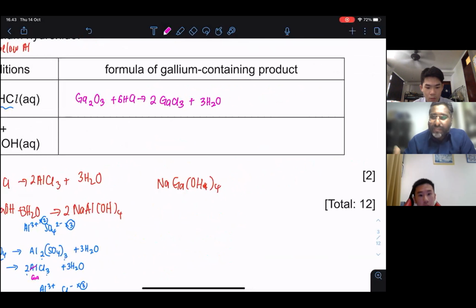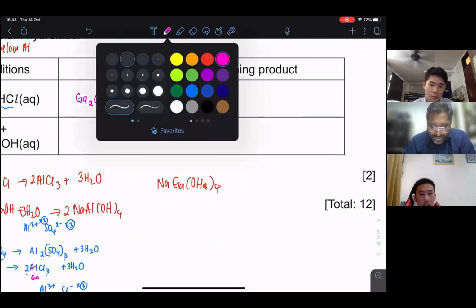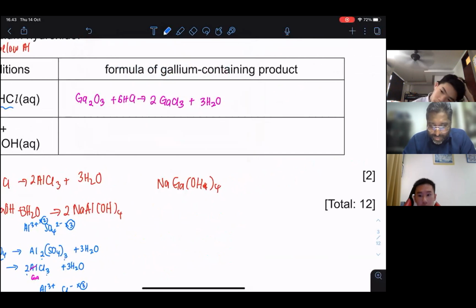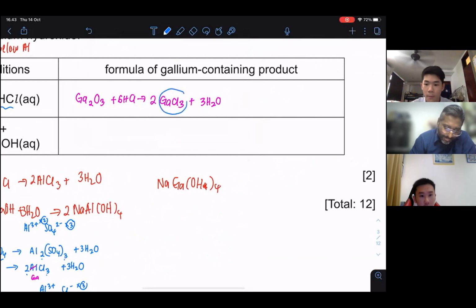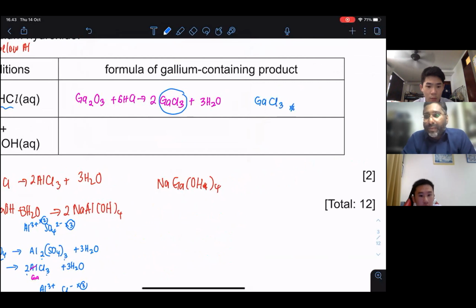But they didn't ask us to write the equation. I'm just teaching you about the equation. They want the formula of the gallium-containing product. So what is the answer? GaCl3 is the answer that they want.